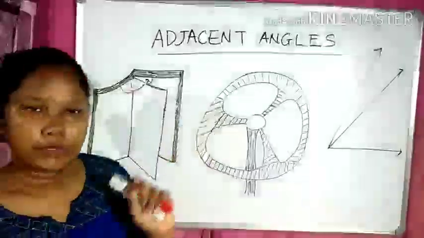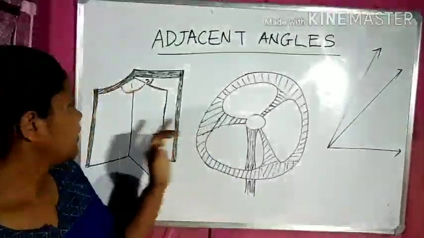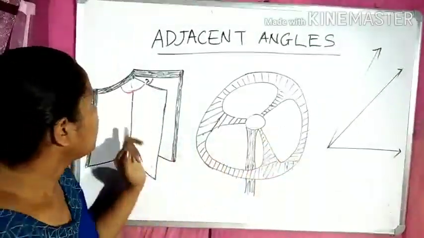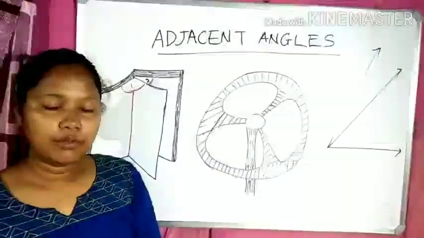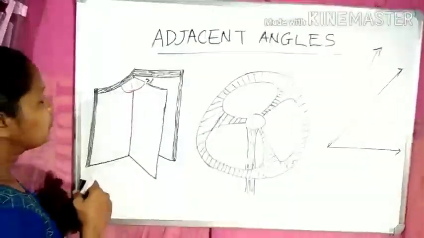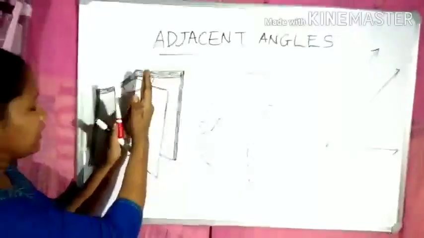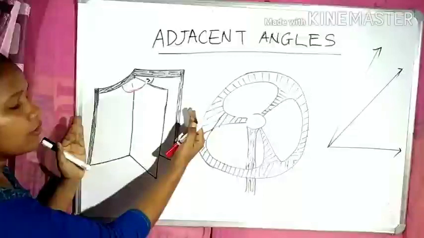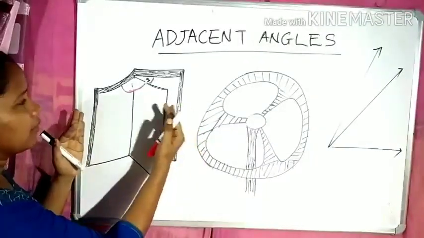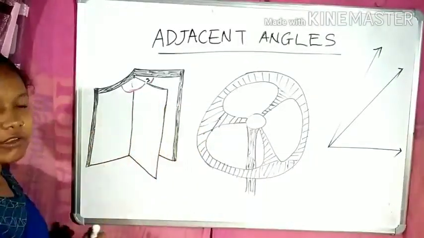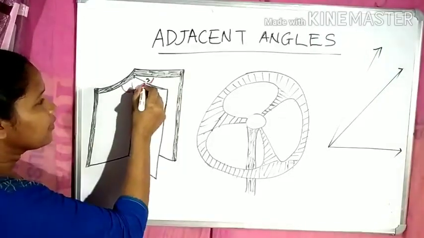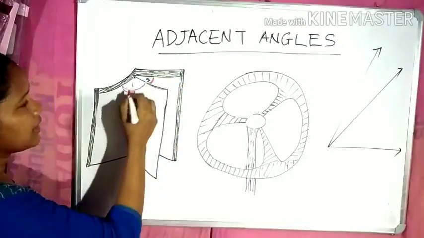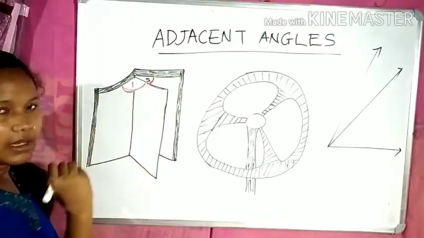Before discussing adjacent angles, look here. This is a picture of a book. This is a picture of a steering wheel. If we open a book and keep the pages, with one page in between and two sides on either side, what are we seeing? Here they are forming angles, and this angle is near to this angle. This is angle 1, this is angle 2.